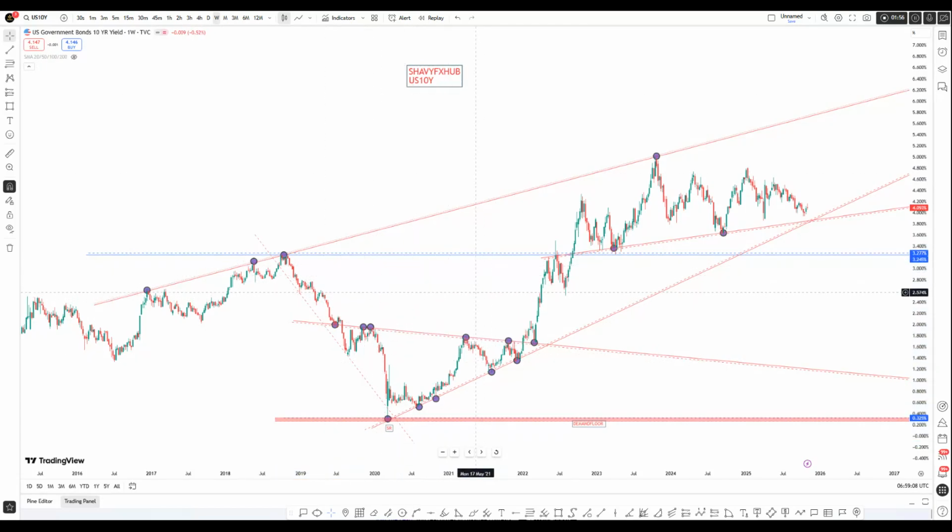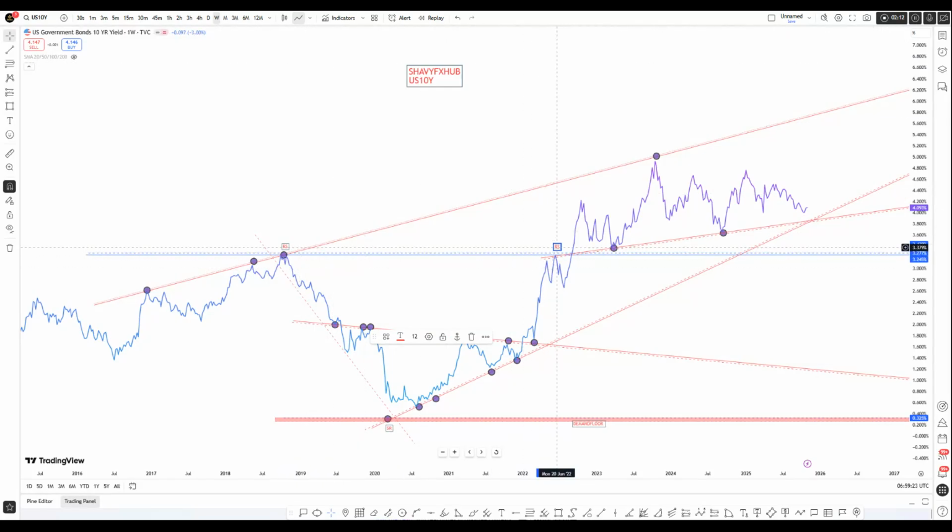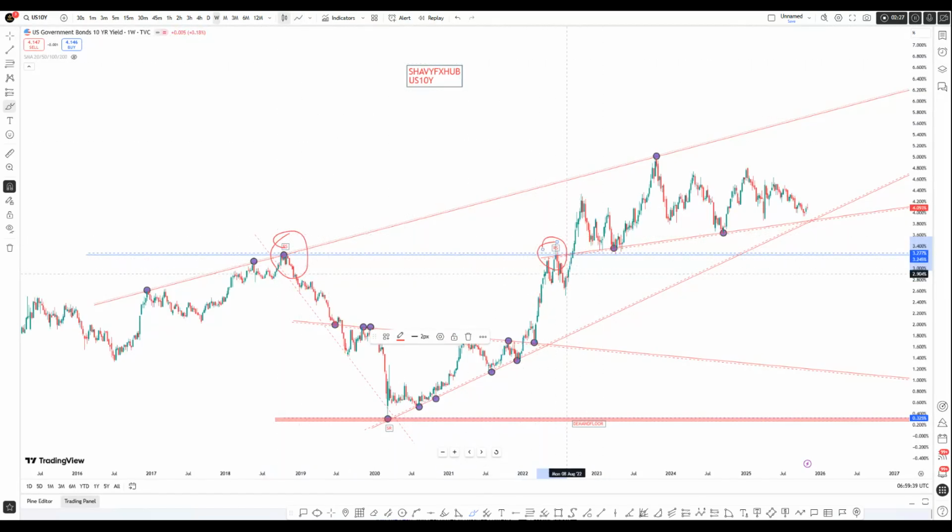So then we'll have here another critical area of structure, resistance becomes support on the weekly time frame. Resistance becomes support on break of structure on the weekly time frame. Look at it on a line chart. When you look at it on a line chart, you best understand what you're doing. Two RS levels, RS1, RS2 on a weekly time frame. Break of structure, retest.